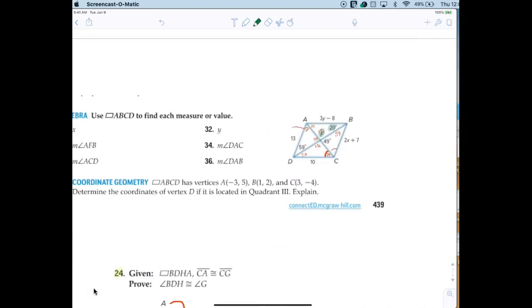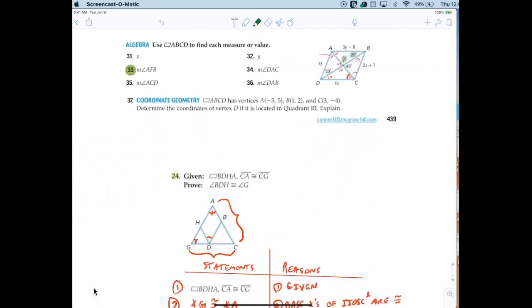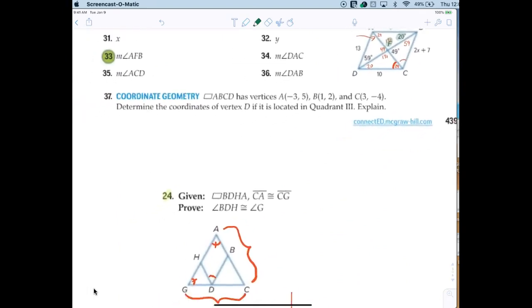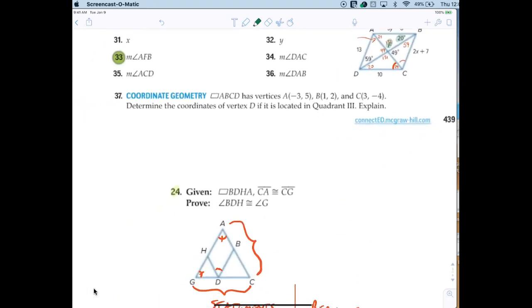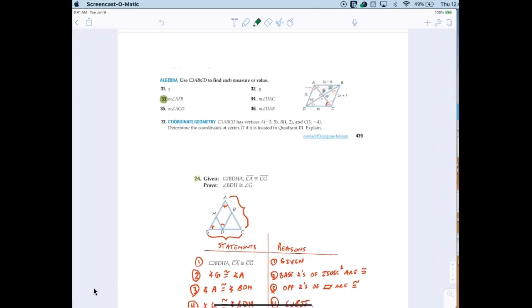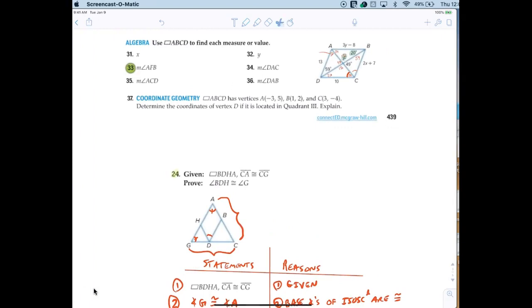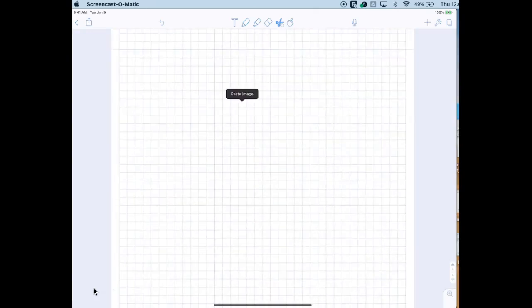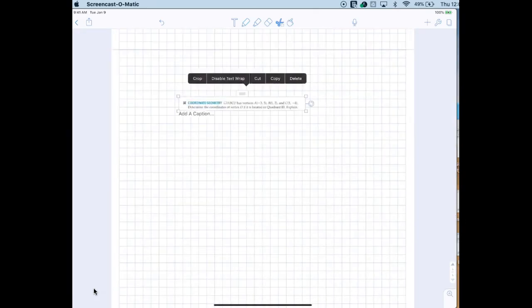Yes, 37. What's wrong with 37? Let me find it here. Determine the coordinates of D if it's in quadrant 3. Now remember, in a parallelogram the opposite sides are equal and parallel. What I want to do is grab this and put it on graph paper because I want you to see how you should do it.